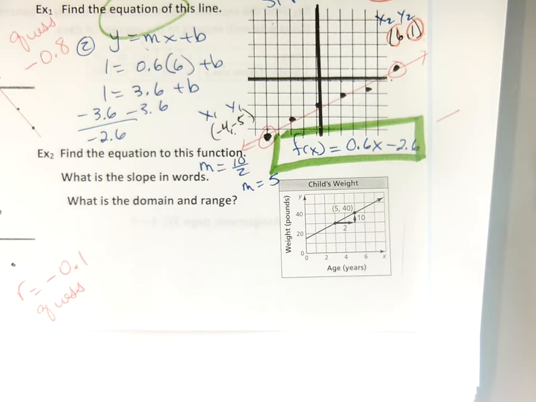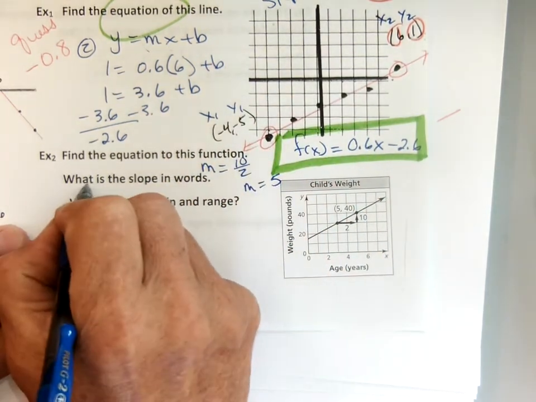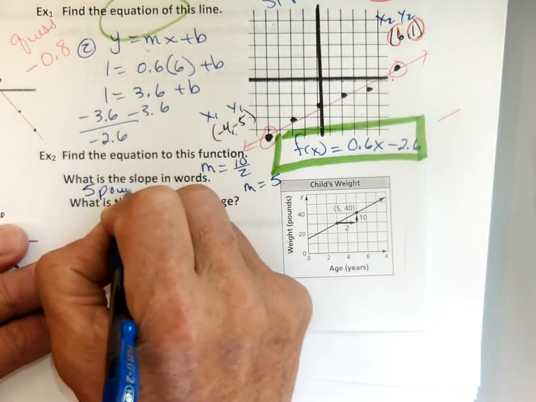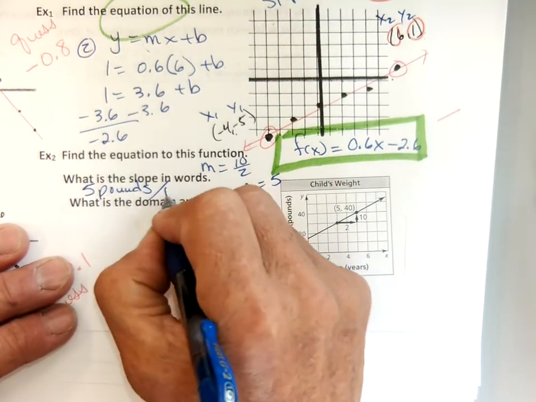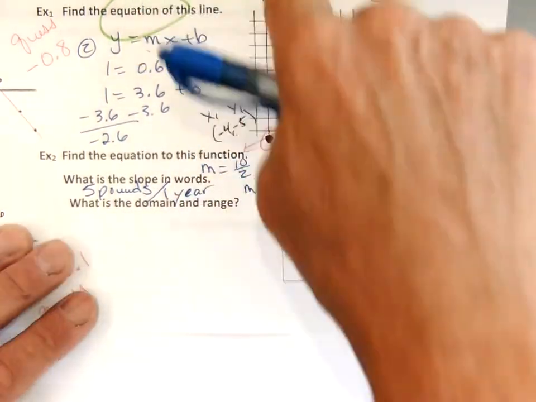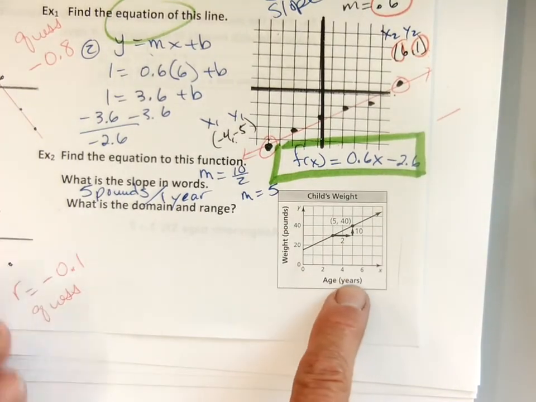Weight per year, right? Do you see it? Because if slope is rise over run, the answer is weight per year. So it's like 5 pounds per year. You see that? That's what the slope means. You're going to gain 5 pounds per year. So in words, it's 5 pounds per every 1 year. Just use your words. Weight in terms of pounds per year. Okay? Now domain.